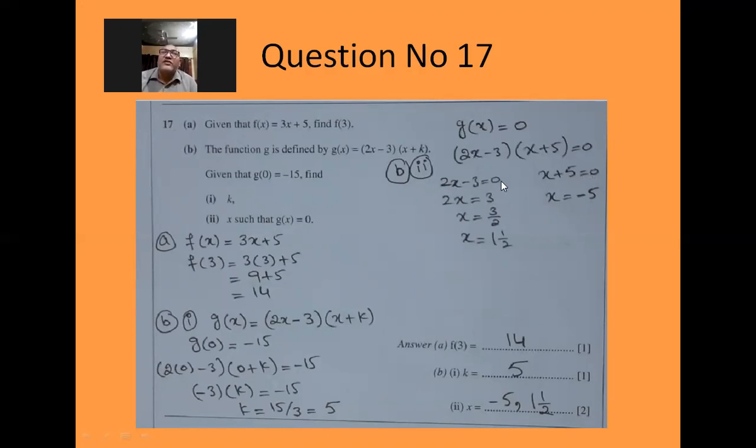So 2x minus 3 equals 0. So 2x equals 3. So x will be equal to 3 by 2, so x will be equal to 1 whole 1 by 2. In the same way, x plus 5 is equal to 0. So x will be equal to minus 5. So there are two values of x. One is minus 5, and the other one is 1 whole 1 by 2. So this is how you will do question number 17.